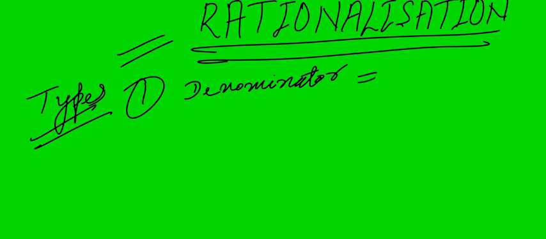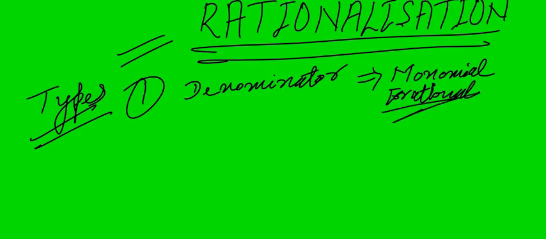So when we talk about types, we have type 1. In the first type, the denominator will be monomial. I hope you all know monomial. What is monomial? Monomial is a single term. So a monomial irrational number will be given in the question. See which types of question.